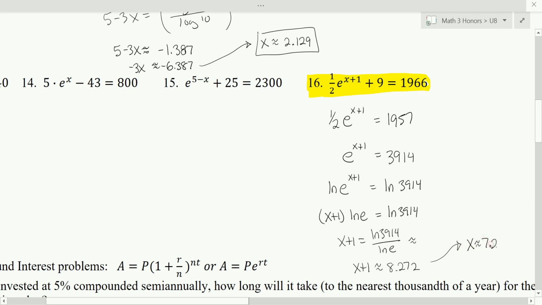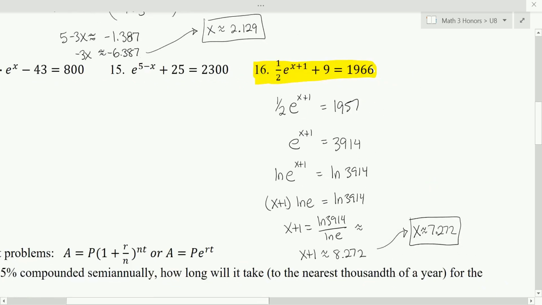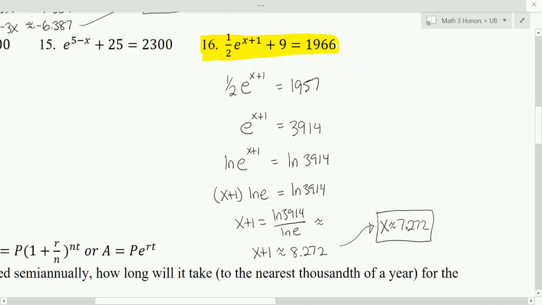What are we getting? Maybe I did it wrong. I'm getting 7.272. Okay. So you have to solve for the base and the exponent first before you take the log of both sides. So I subtracted 9 and I multiplied by 2. Did you guys do that first or not? Okay. Where'd you? Oh.